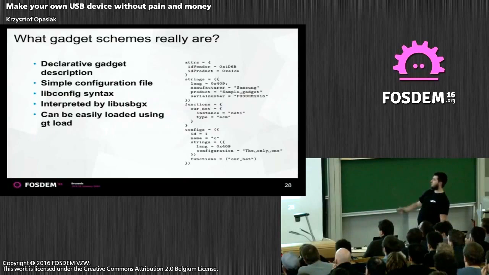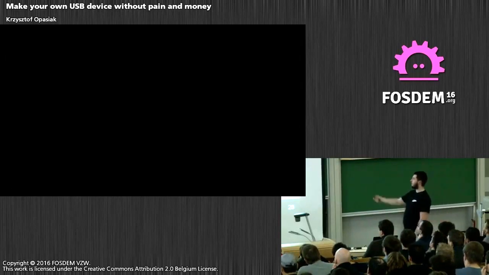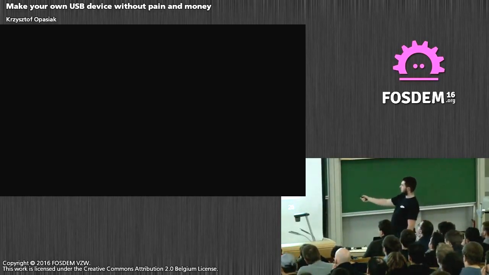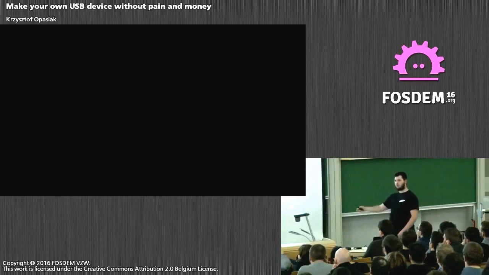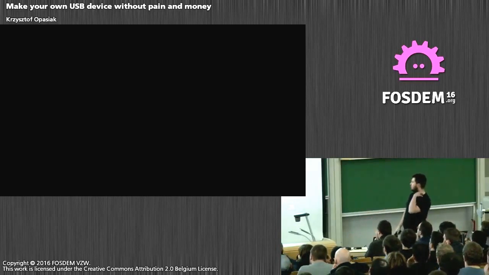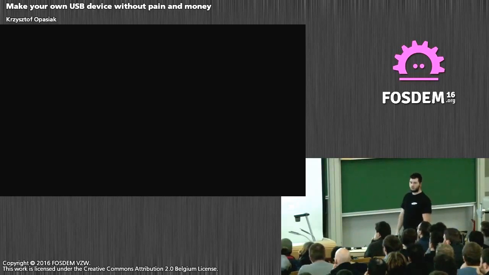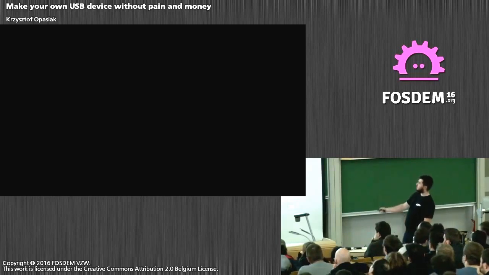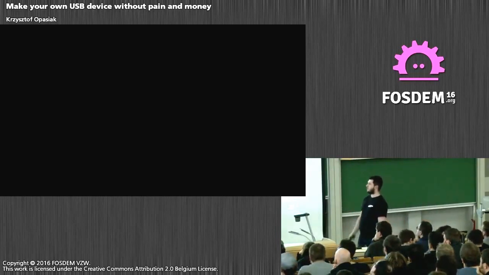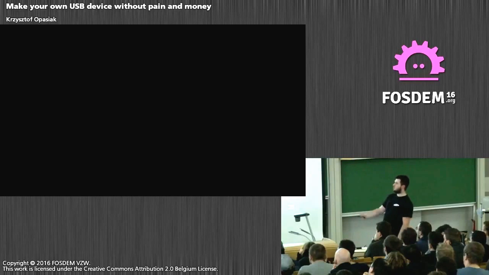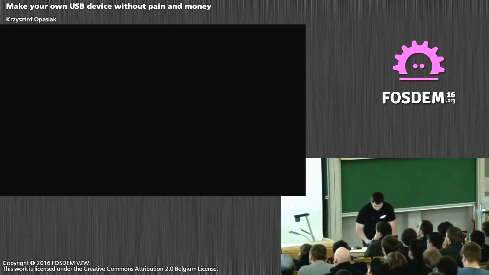So I declare, I would like to have such vendor ID, product ID, such strings, one function, it is ECM. ECM is one of the Ethernet functions, so I will be able to have Ethernet over the USB, one configuration, and only this function in this configuration. The syntax is taken from libconfig, it is interpreted by libusbgx, and it can be easily loaded using gt load.